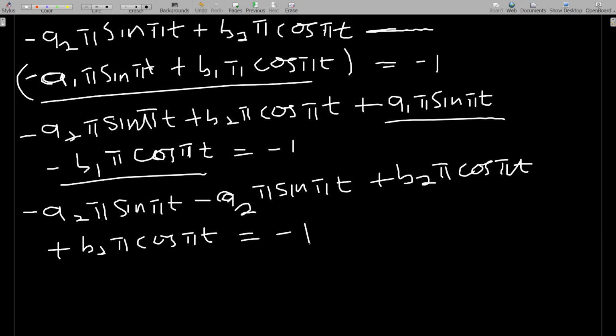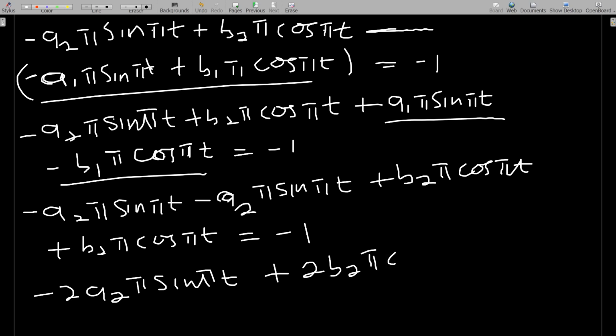So simplifying this, you get minus 2a2 pi sine pi t, then plus 2b2 pi cos pi t equals negative 1. So if you divide through by 2 pi, this is a very long question, but I decided to bring this because all our questions have been simple like that.